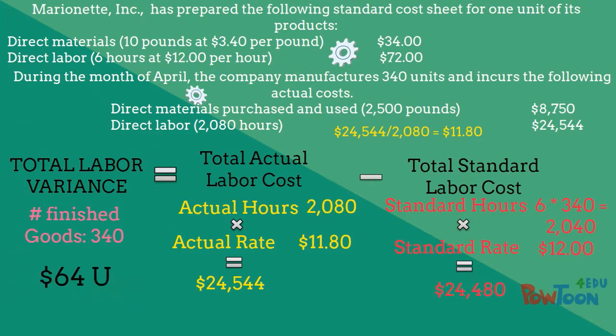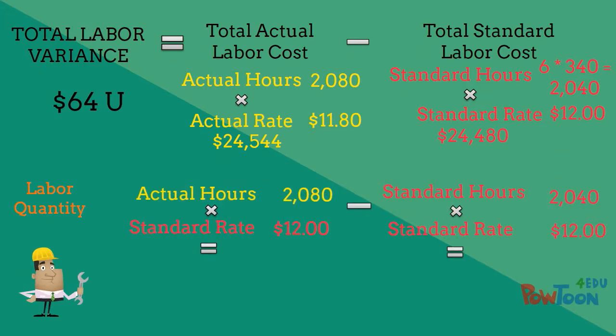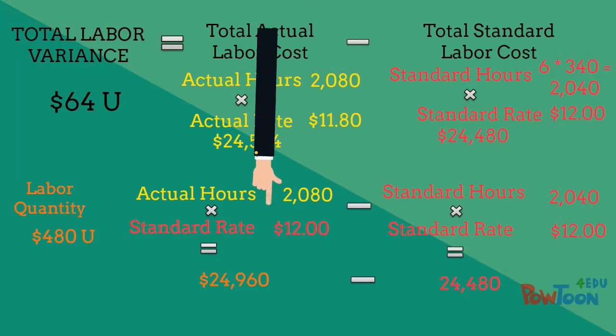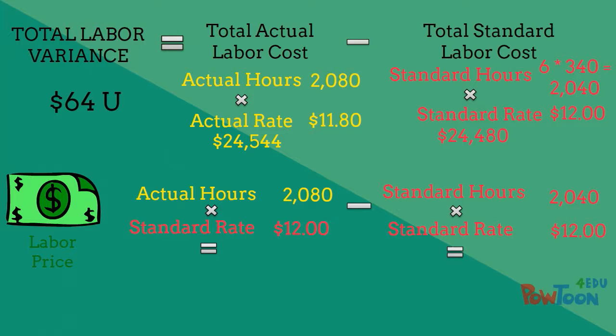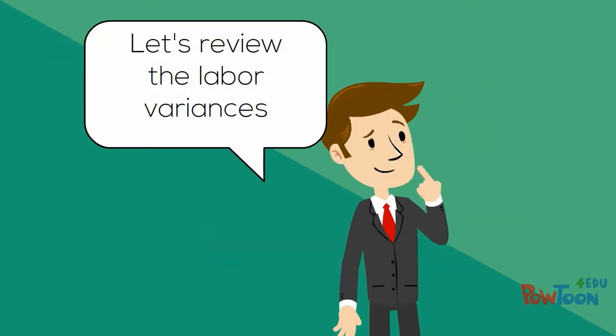Now that we have our total labor variance, we can use our data to separate the components for further analysis. We can calculate our labor quantity variance by multiplying the actual hours times the standard rate and comparing that to the standard cost. Note that our only variable then is the actual hours, and we can see that our total labor quantity variance is $480 unfavorable. Next, let's look at the labor price variance. On this variance, the variable that we isolate is the rates, while using actual hours for the calculations. Here we see that our labor price variance is $416 favorable.